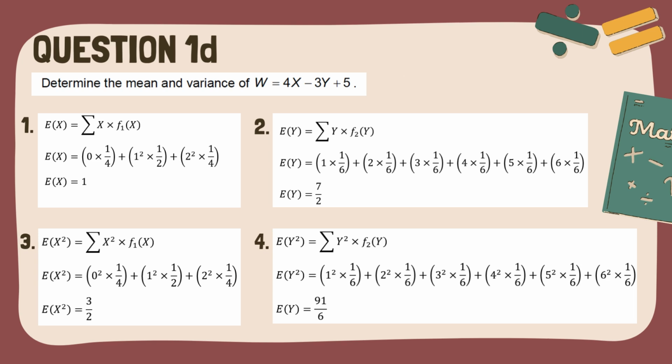The third step is to use the formula of E(X squared) equals the sum of X squared multiplied by f1(x).